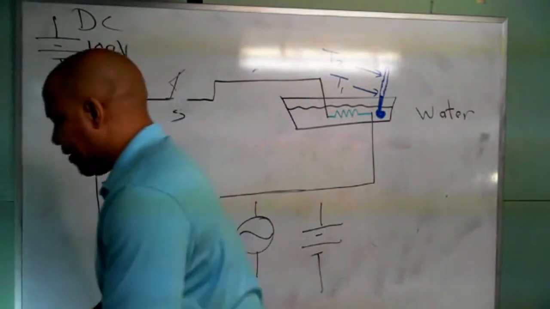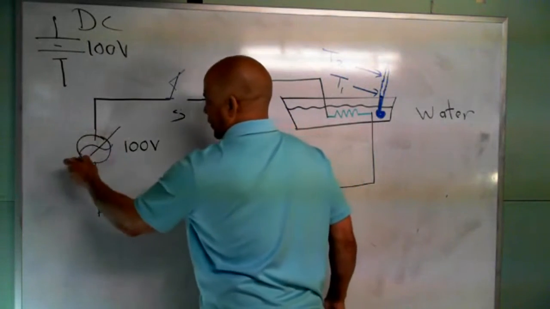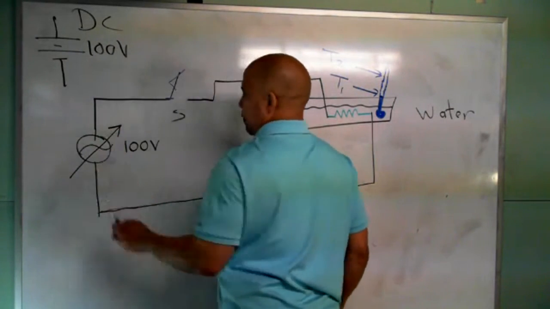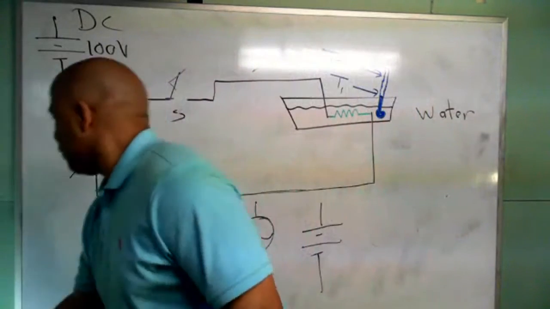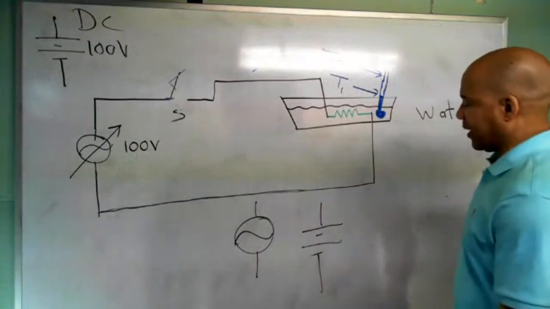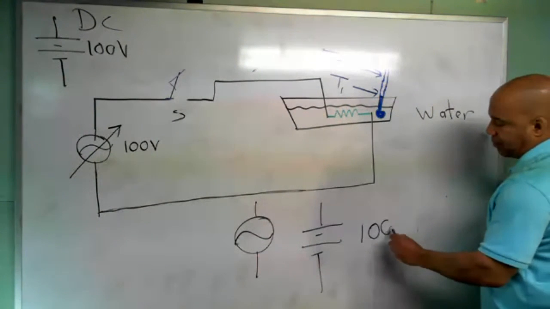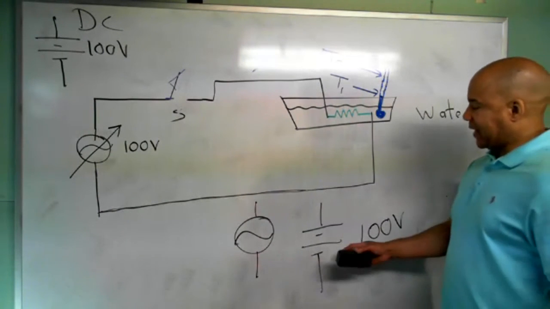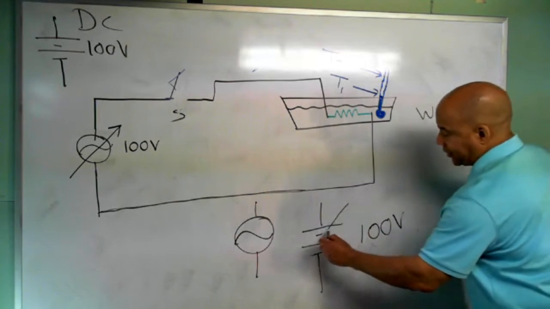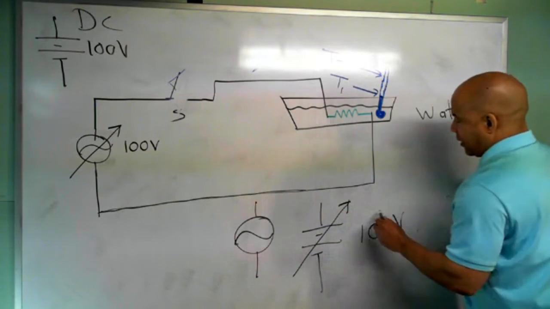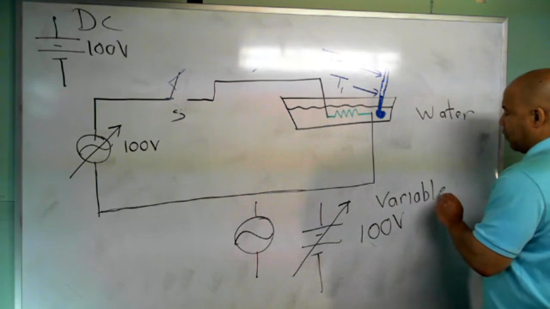Now what I'm going to do with the AC waveform is put this arrow through it like this. What does an arrow mean when you have it through a device like that? Like if I show you a battery of 100 volts, that means I get 100 volts out of that battery all the time. But if I draw an arrow through it like this, that means it's variable. In other words, there's a knob.